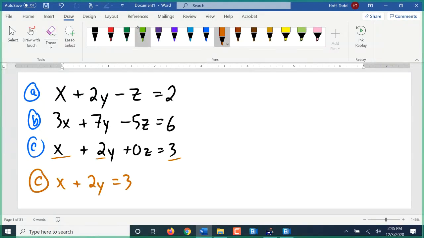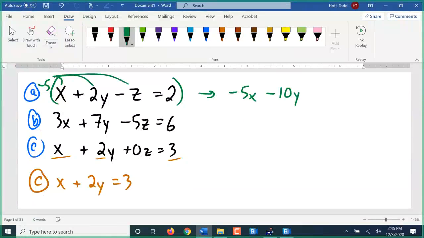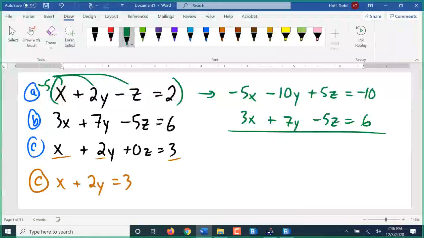And here's the way I'm going to do that. I'm going to do negative 5 times equation A. So I've got negative 5 times x is negative 5x. Negative 5 times 2y is a negative 10y. Negative 5 times z is a positive 5z. And negative 5 times 2 is a negative 10. The other one, equation B, I'm going to leave exactly as it is. 3x plus 7y minus 5z equals 6. And you can see I've got a positive 5z and a negative 5z. They're going to cancel out.